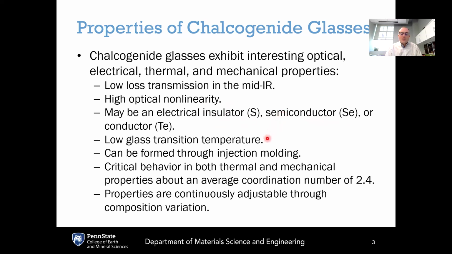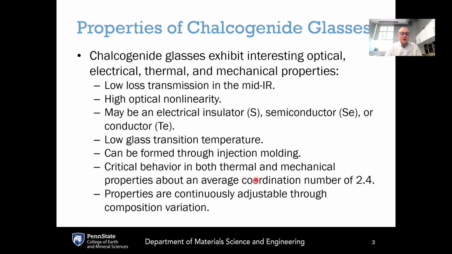All chalcogenide glasses have a fairly low glass transition temperature, could be as low as room temperature in some cases, or somewhat above room temperature, say a couple hundred or 300 degrees Celsius. Because of the low temperatures that are involved with forming, they can actually be formed through injection molding, which is a process that is normally associated with polymers. And this process can also be used for chalcogenide glasses.